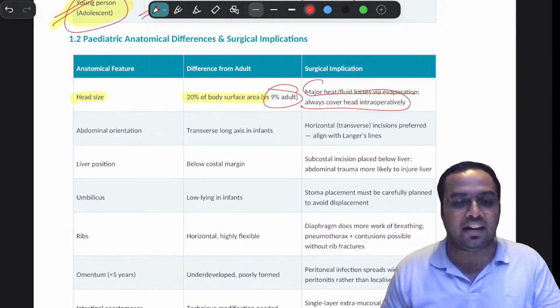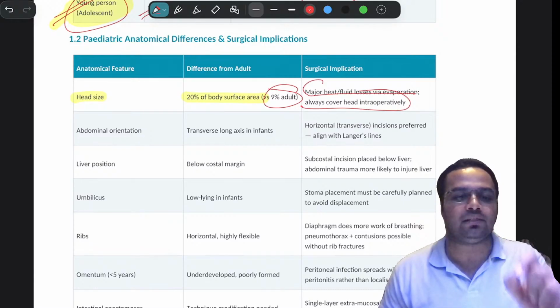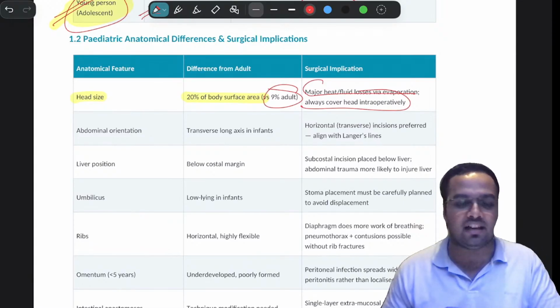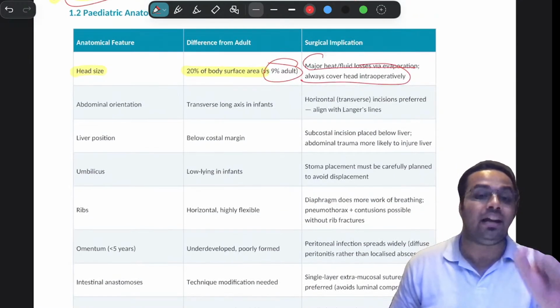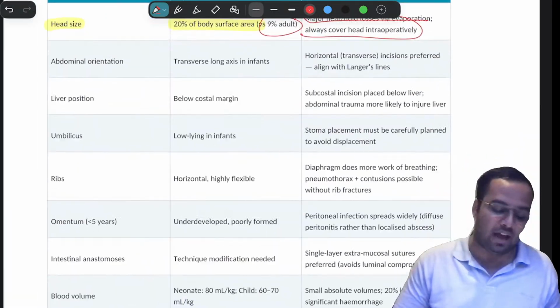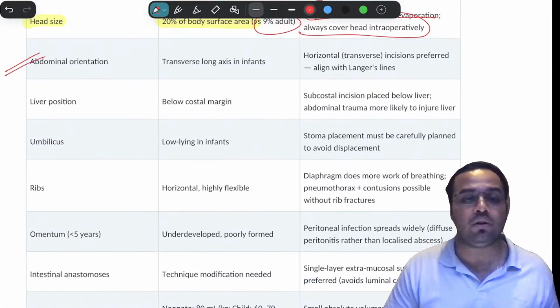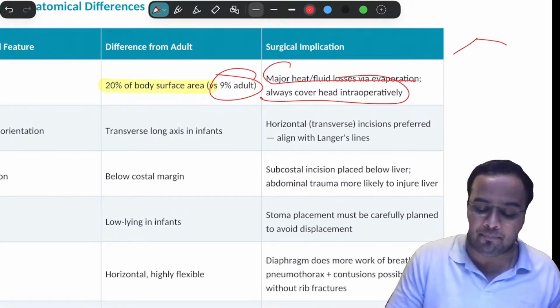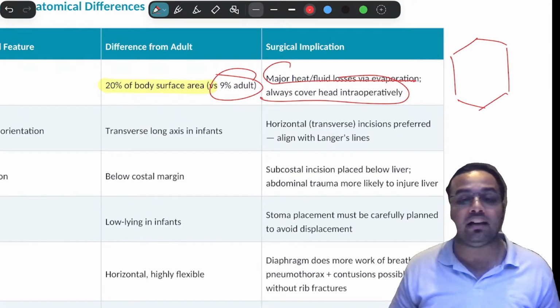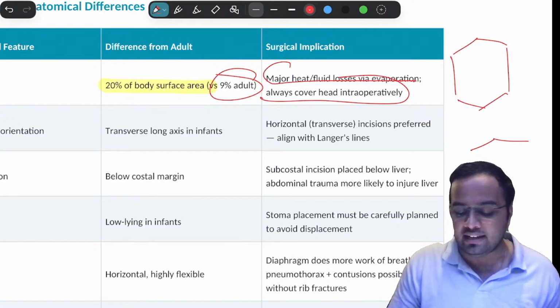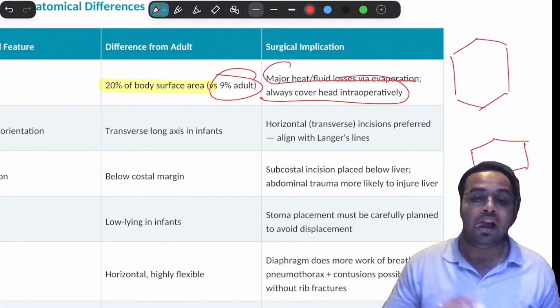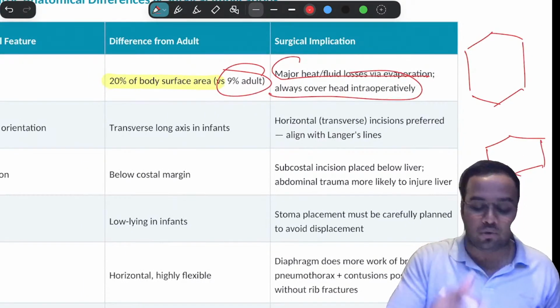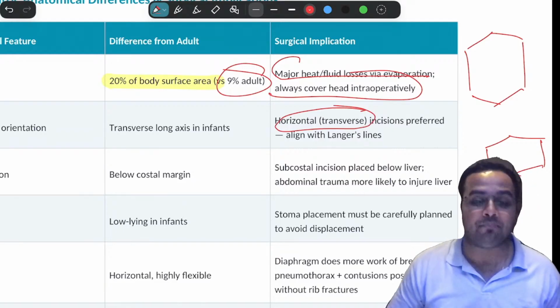So why do we cover the head of the child? That is because the head size is proportionally larger than that of the adult. So it is 20% rather than 9% of an adult. What is abdominal orientation? In adults, the abdomen is going to be vertically long, but in a child it is opposite. It is going to be transversely long, and that is the whole reason that you are going to make transverse incisions over the abdomen of the child.